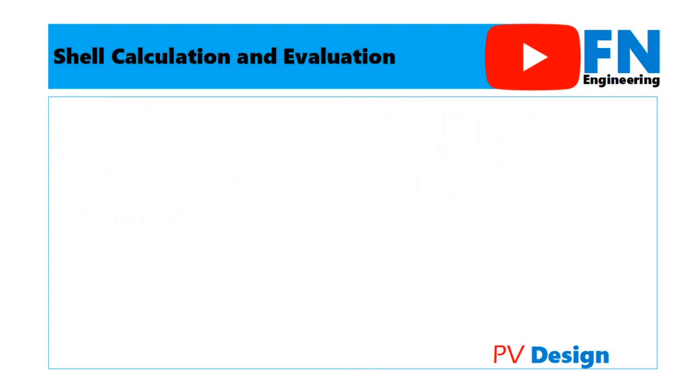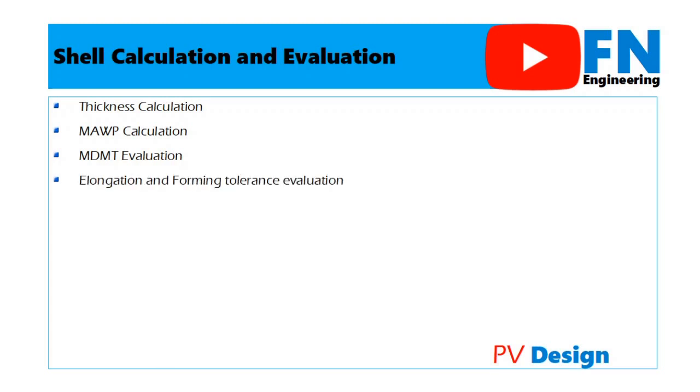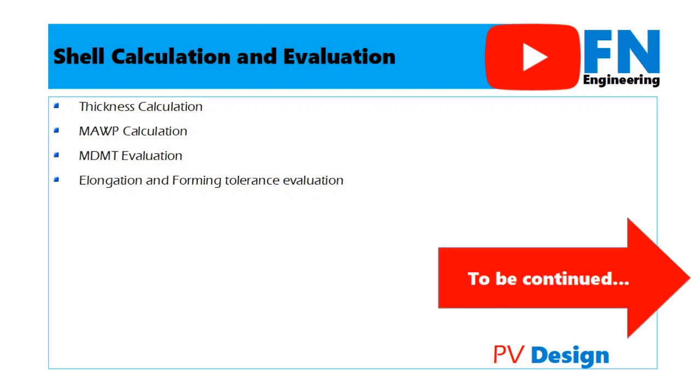First of all, we are going to calculate and evaluate the shell. We will calculate the required thickness of the shell, calculate the maximum allowable working pressure, evaluate minimum design metal temperature, and evaluate the elongation and forming tolerance. But we will discuss all of them in the next video, inshallah. So keep updated with FN Engineering channel.